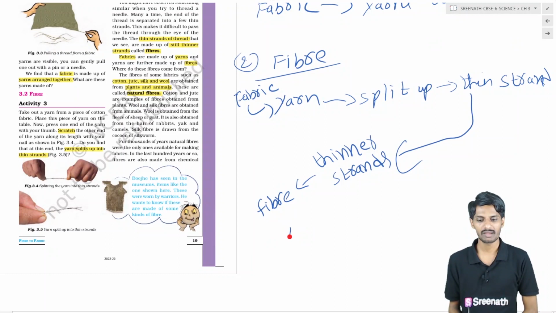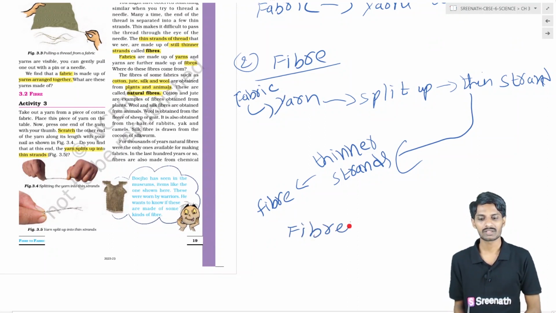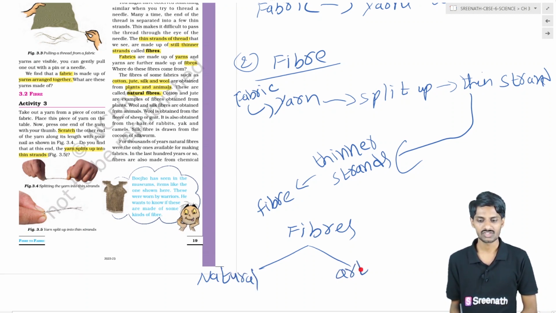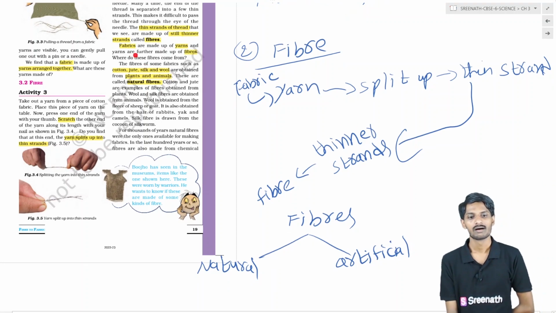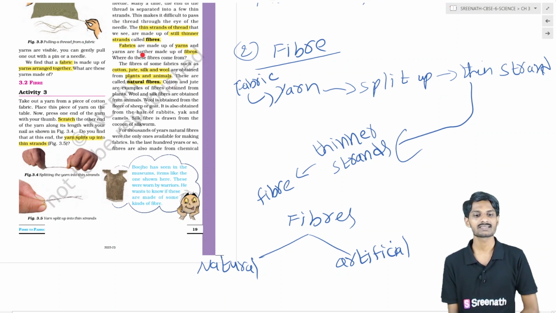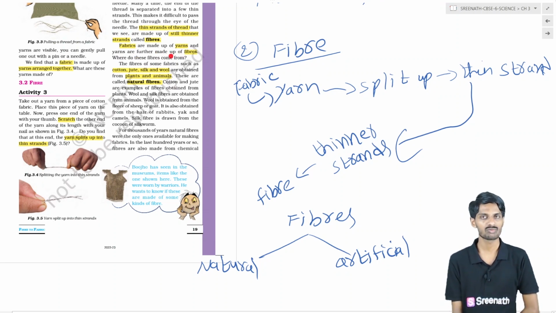In the case of fibers, there are natural fibers and artificial fibers. What are natural fibers? And what are artificial fibers? So basically fabrics are made up of yarns, and yarns are further made up of fibers. That is the thing we have discussed.